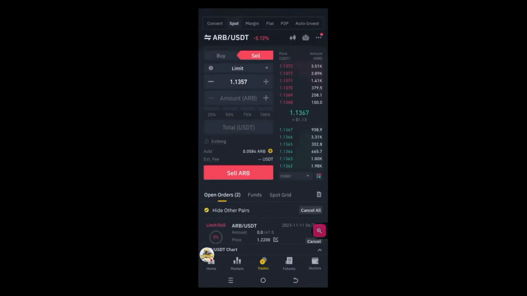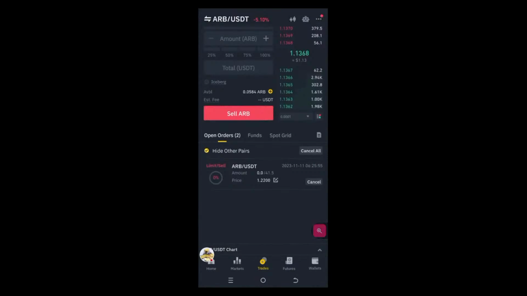But it's currently 1.13, because it's going down, right? So I'm just going to set it to get that, so that even if it takes me 1 or 2 days, once it gets to 1.22, my take profit or my sell limit will be triggered, and I will get the money, and I'll get the profit that goes with it.